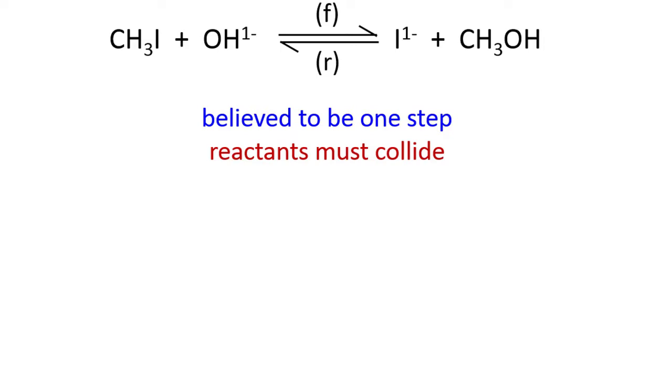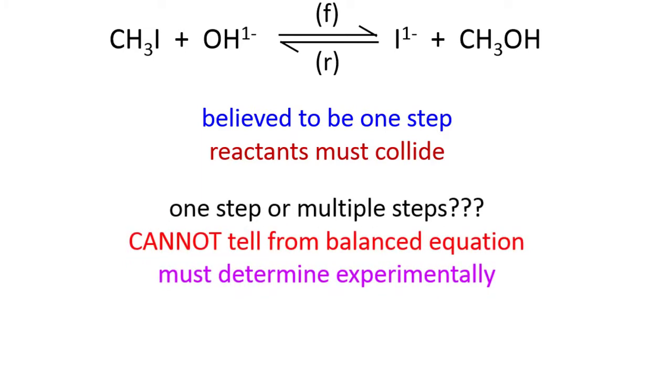There are ways of telling this that involve measuring rates starting with different amounts of reactants. We'll leave the mathematics of this for a future chemistry course. The point is that one can envision this reaction happening in one step or in multiple steps. You cannot tell this from the balanced equation. This has to be determined experimentally.